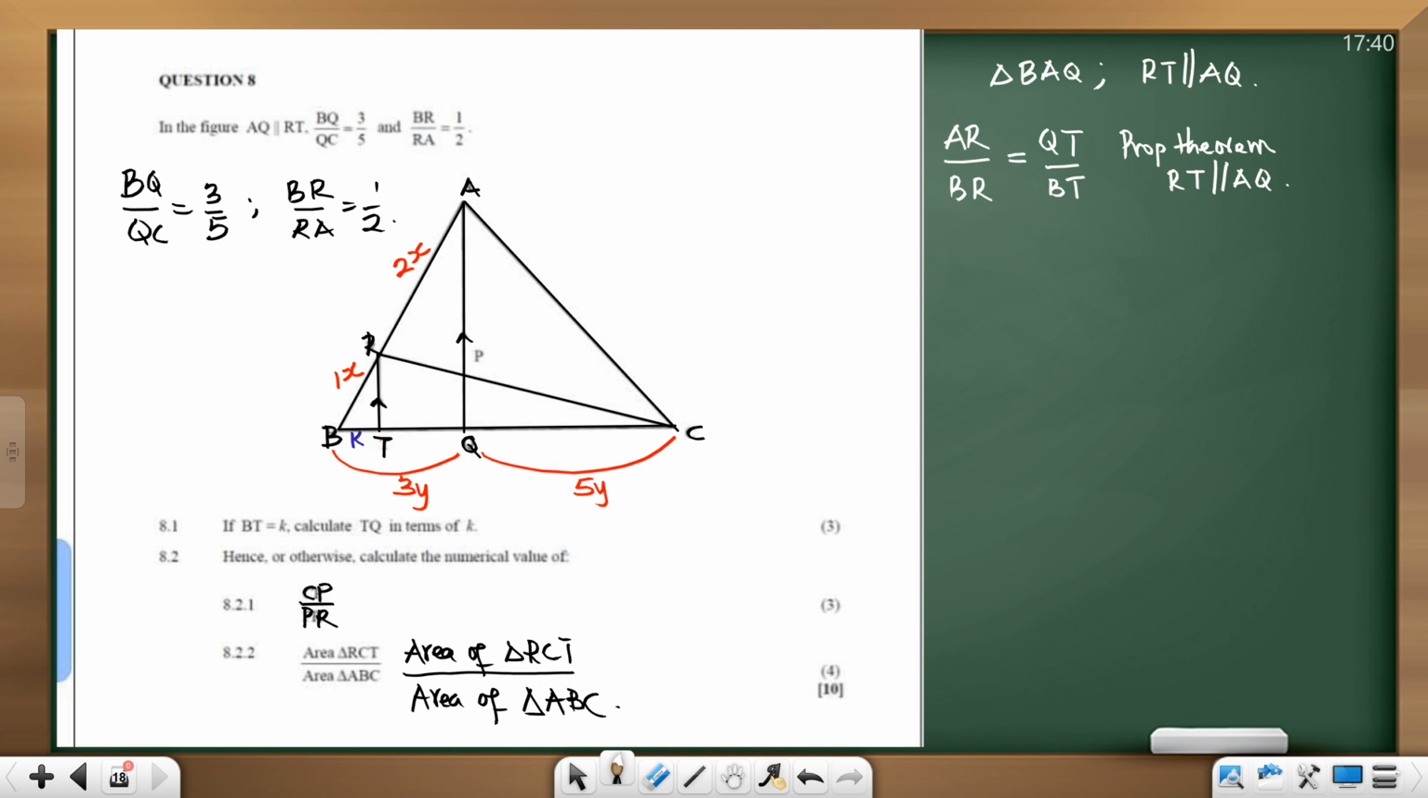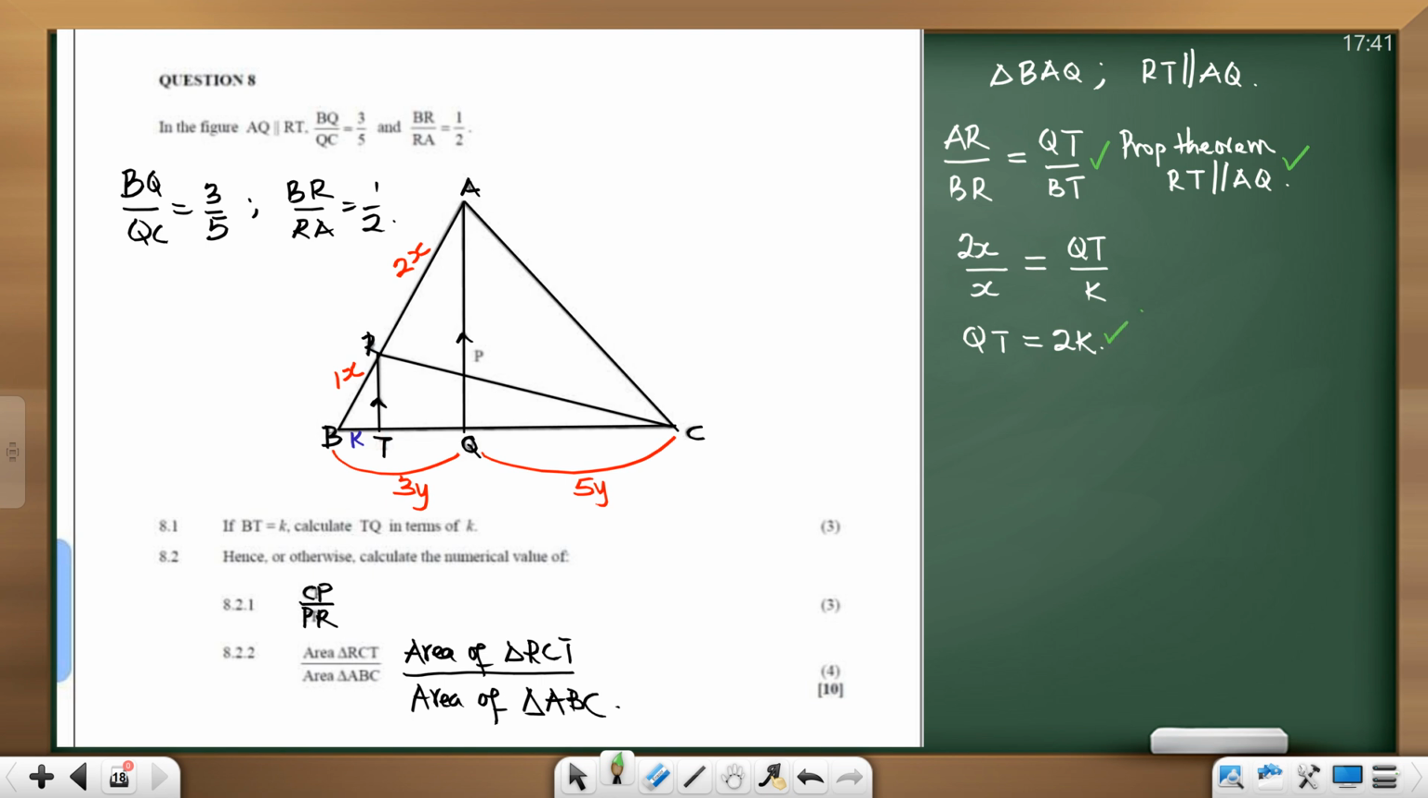So what is your AR? Write it with the letters you have. 2x. What is BR? 1x, which is x, right? What is QT? That's what we're looking for. And what is BT? BT is K. Okay, if you notice, the x would cancel the x, right? So what do you have? Cross multiply. QT will be equal to 2K. We're done. 3 marks for that. So you get 1 mark there, 1 mark there, and 1 mark there.